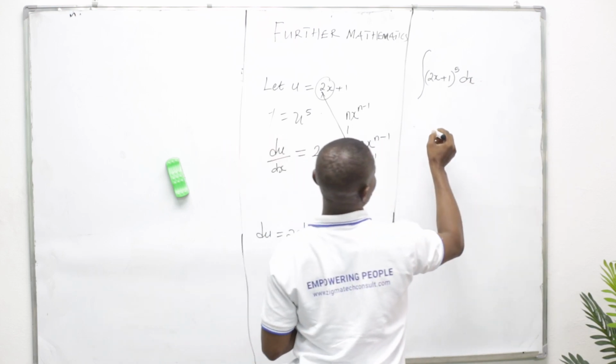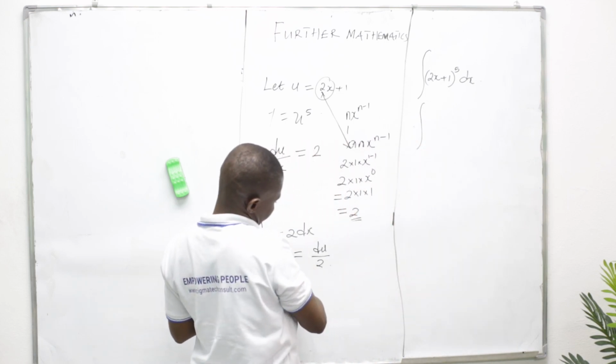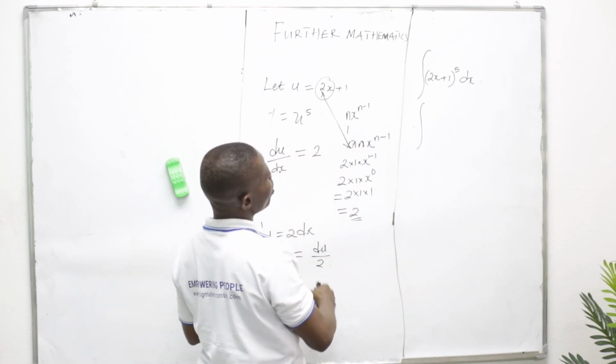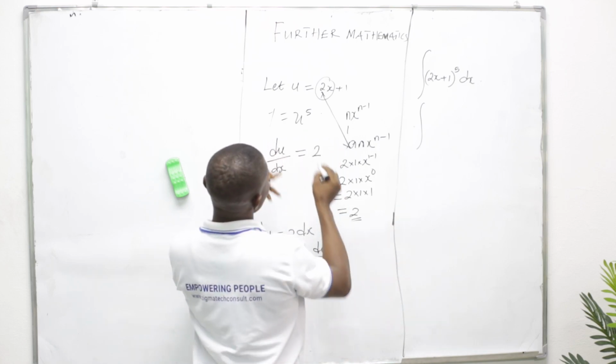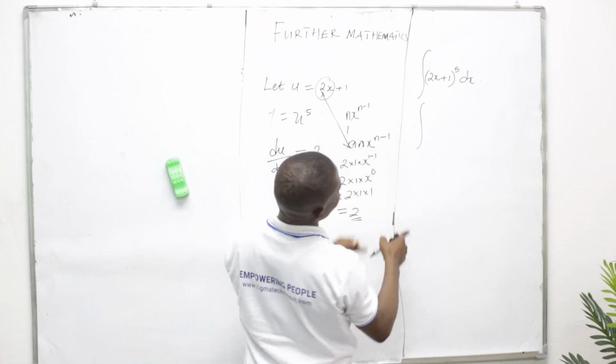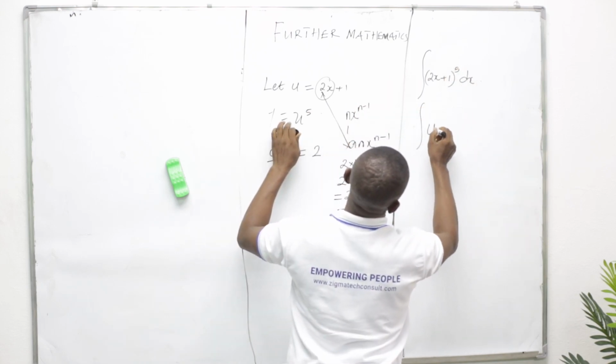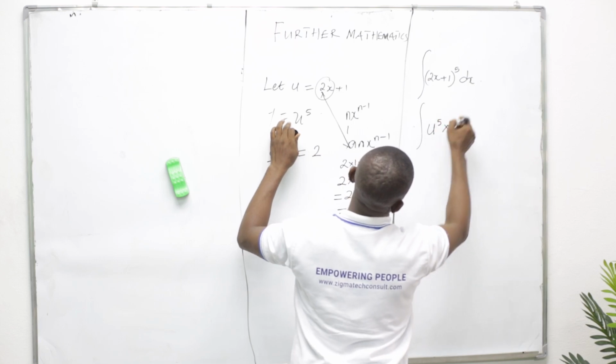Recall that you have dx to be what? du all over 2. And also know that u equals what? 2x plus 1. Therefore, the whole of this becomes what? u to the power 5 multiplied by dx.